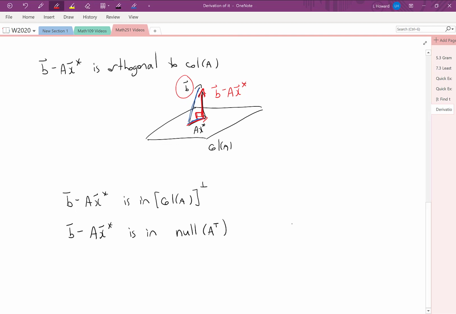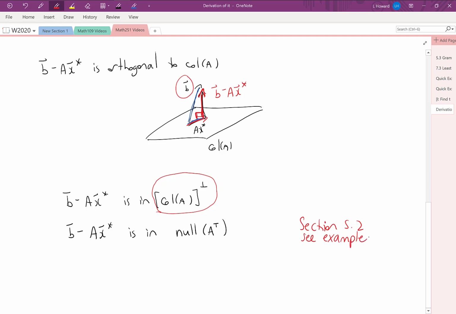So you might be wondering why. This goes back also to section 5.2. We said that anytime you're looking at the perp of the column space for any matrix, that's always going to equal the null space of the transpose of that matrix. If you're not sure about that, probably the best way to understand it is to go back to section 5.2 and see an example that we did of that.